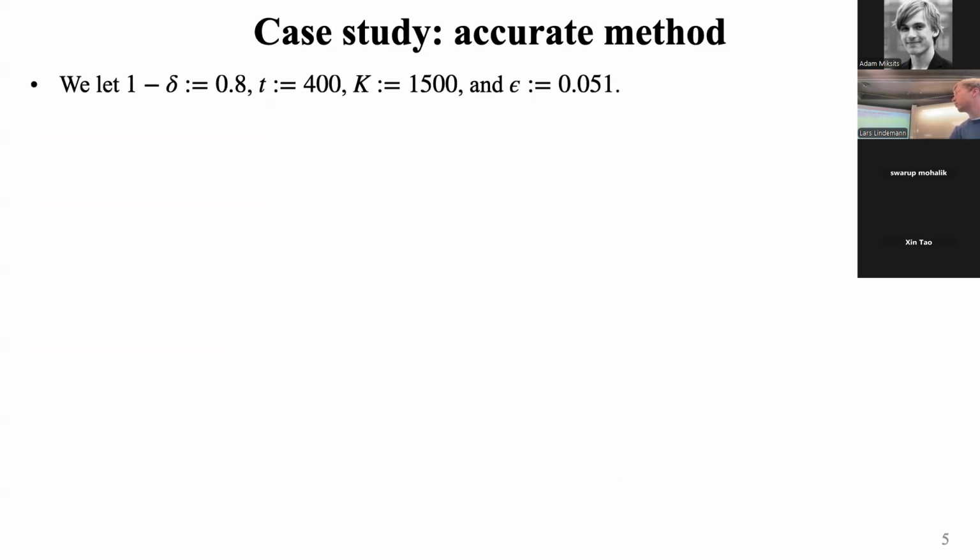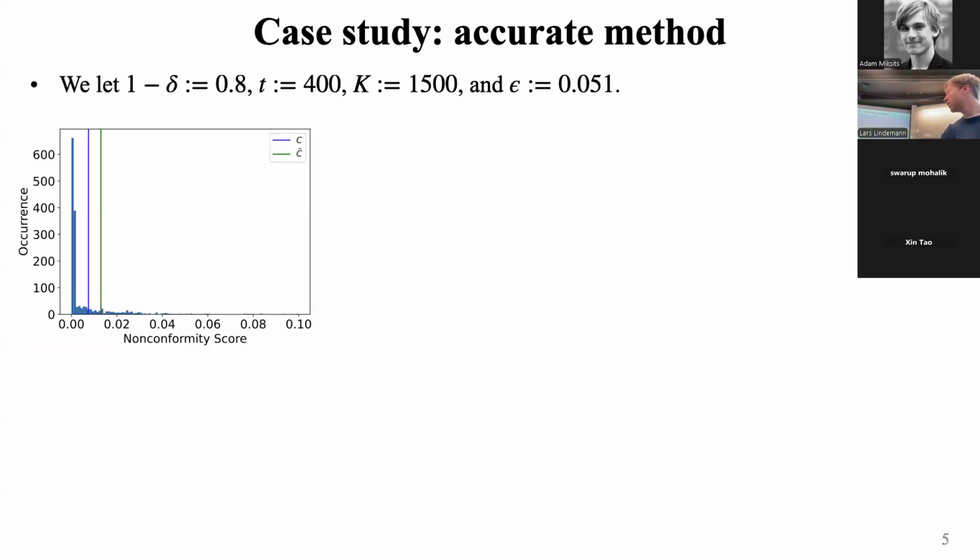And very briefly, what we aim for here is 80% confidence. We select 400 time steps as our current time, and some K calibration data. What we computed in the simulator was that the distribution shift when we change the initial conditions is 0.051. So this is something we determined beforehand.